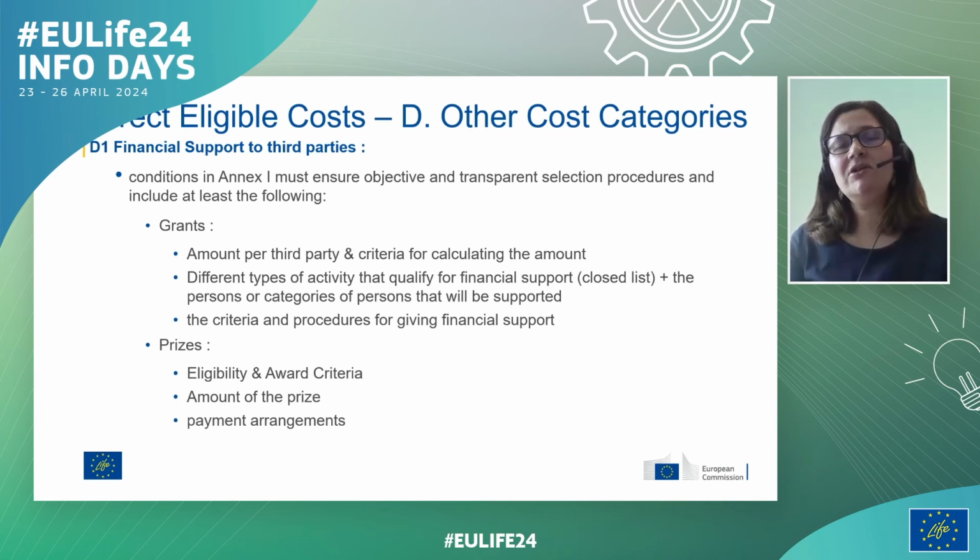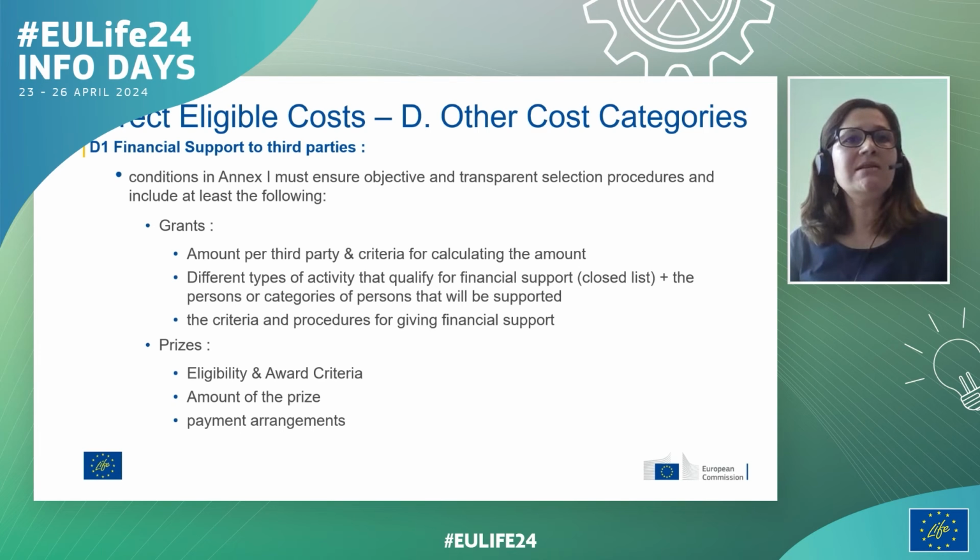So these are the conditions that we really request you to mention in Annex 1. And depending on what it is, this is the criteria that you need to indicate. So for grants, you need to indicate which is the amount per third party, how you will be calculating this amount, what are the different types of activities that you want these entities to finance, what type of persons or categories could receive such support, and finally, which are the criteria and procedures that you will be using to give this financial support.